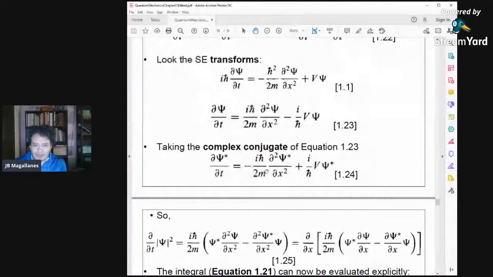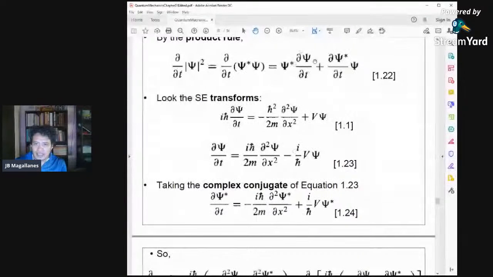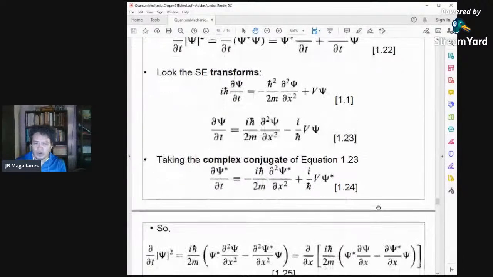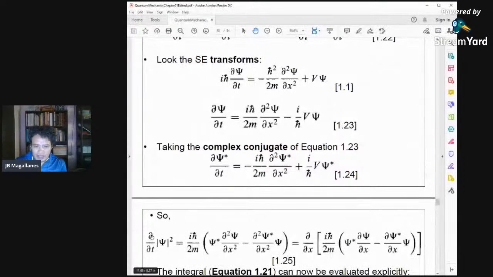After replacing this expression with what we found, 1.23 and 1.24, we can rewrite the partial of psi squared with respect to time into this expression. It is now a partial derivative with respect to space. Here it is with respect to time. And this one is a partial derivative with respect to space. So you can manipulate them and you will arrive at this expression.